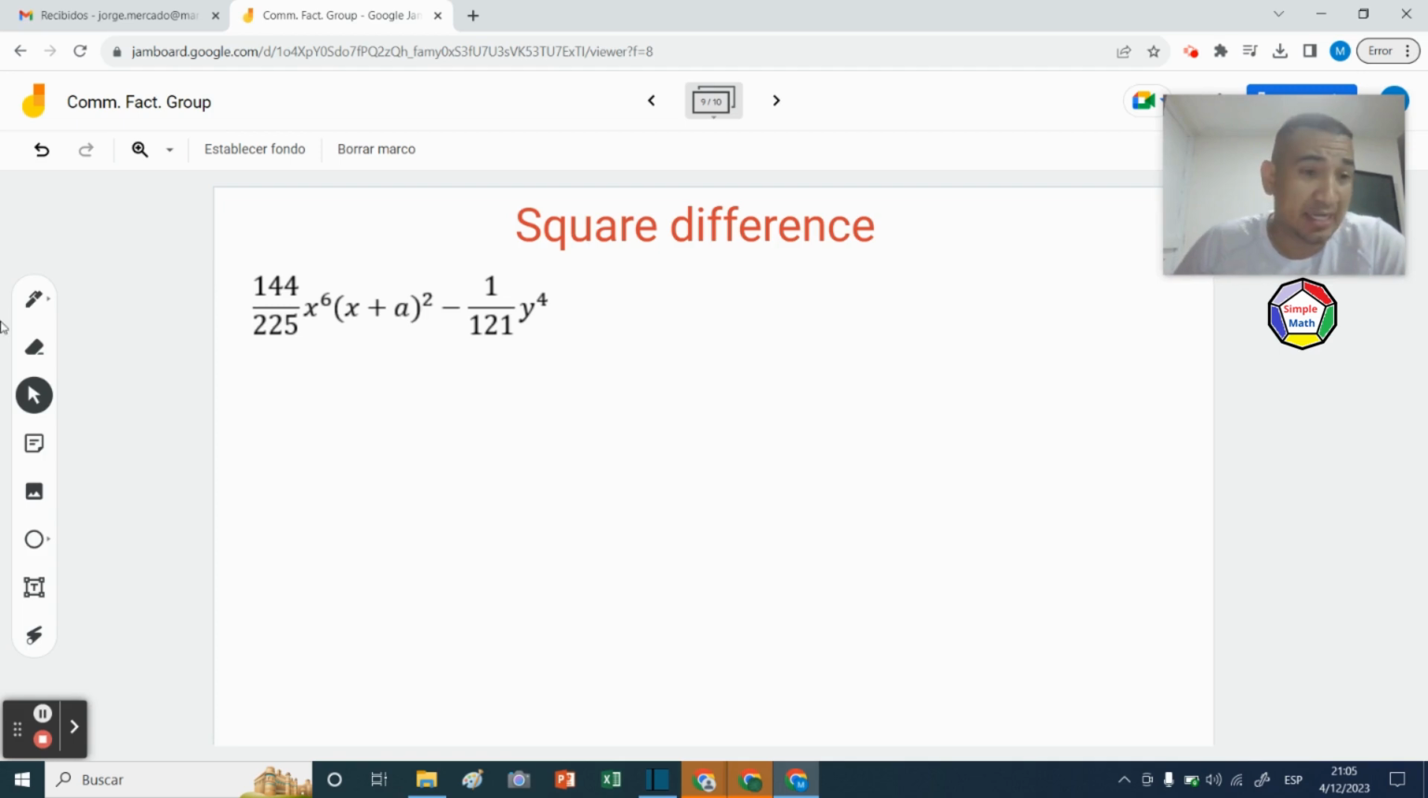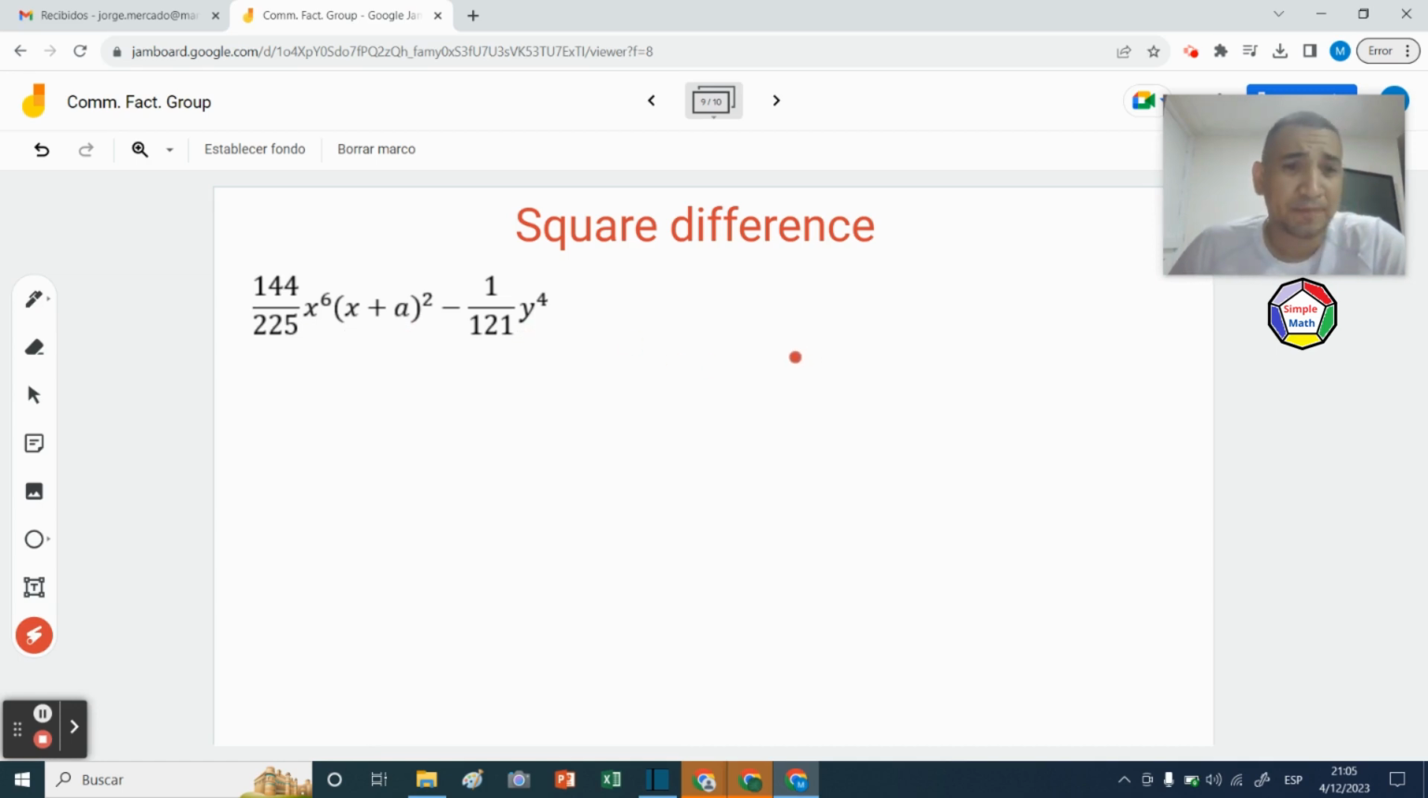If you see, there is not a common factor between this term and this term. Why? Because look, here we have 144 and here we have 1. The common factor is 1, but it doesn't affect. Here we have 225 and here we have 121. We don't have a common factor. Here we have x, but here we don't have x. Here we have a parenthesis, but here we don't have a parenthesis.